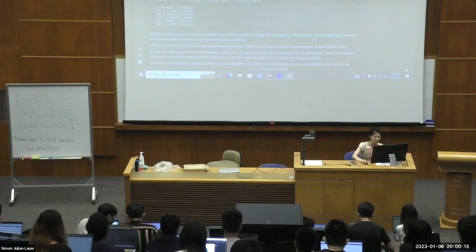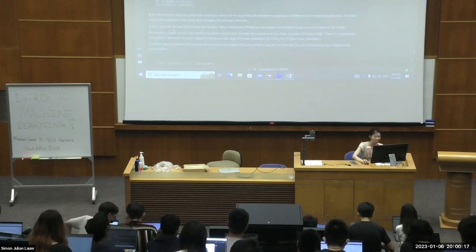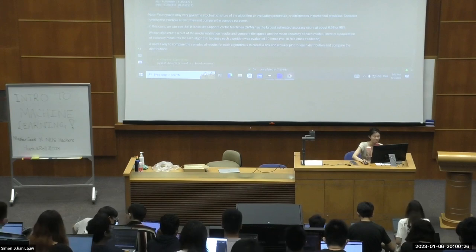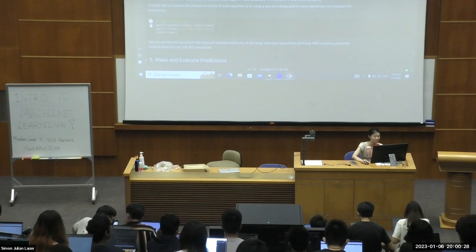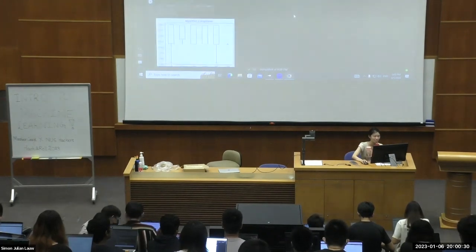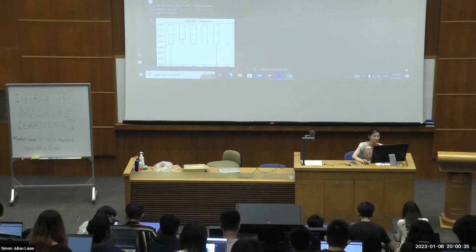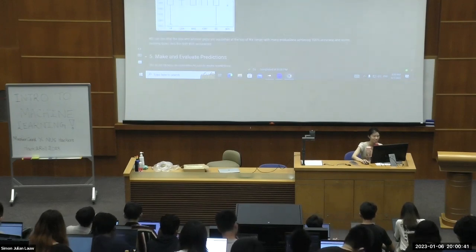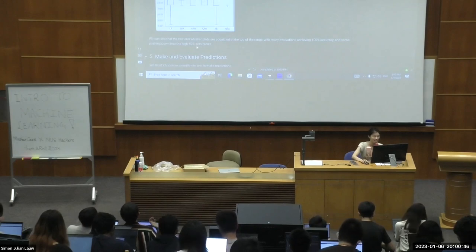There are also differences in numerical precision. In this case, we can see that the support vector machine has the best accuracy score. We can also create a plot of the model evaluation results and compare. So it's very easy to see that SVM is the best this time. The accuracy is the highest.